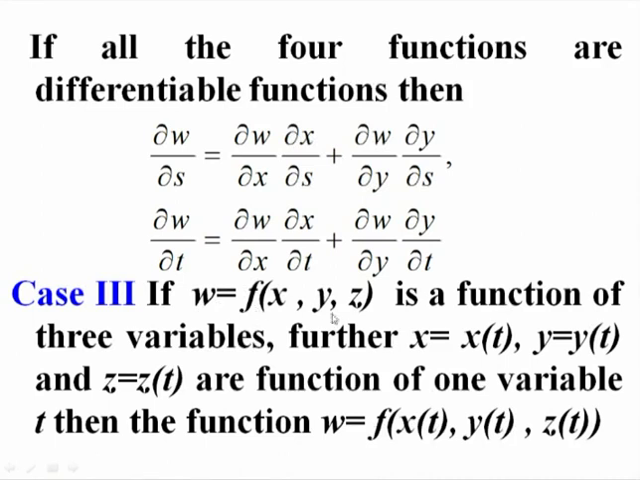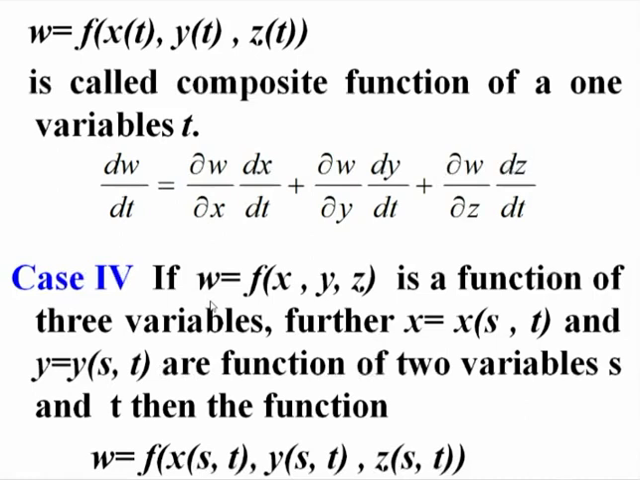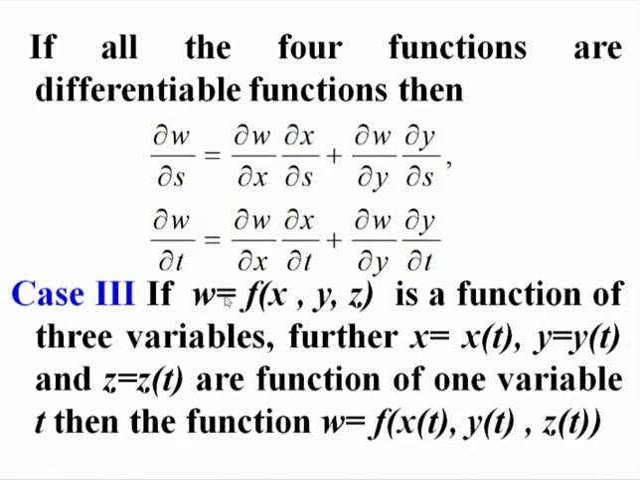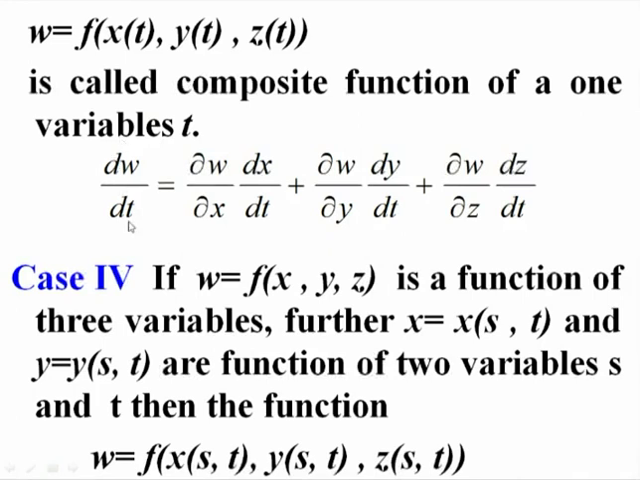Now if all these four functions w, x, y and z are differentiable functions, then we can find the partial derivative of w with respect to x, with respect to y, with respect to z also, and we can find the derivative of w with respect to t by using the formula dw by dt is equal to del w by del x into dx by dt plus del w by del y into dy by dt plus del w by del z into dz by dt.